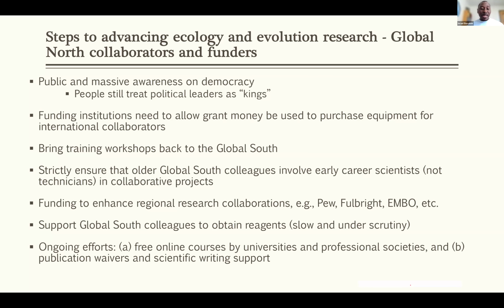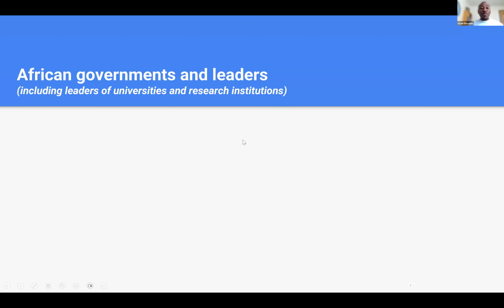I want to acknowledge and appreciate the efforts going on to provide publication waivers and scientific writing support for African and global south scientists. Now, Africans, what is our own role? What are we supposed to do? Africa has its own role to play. It's not just about the global north doing this for Africa, but what Africa needs to do. And all these suggestions go not just to the African political leaders, but also to leaders of universities and research institutions.